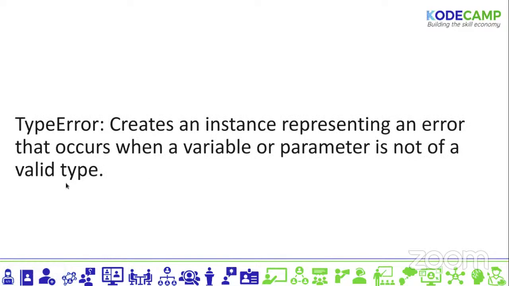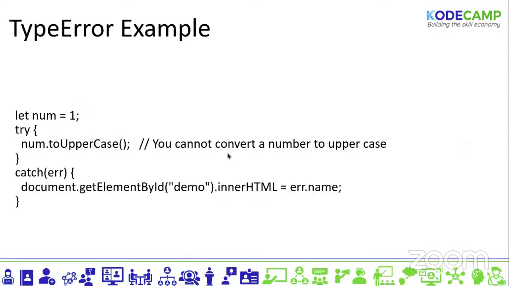So then let's look at type error. Type error creates an instance of an error that occurs when a variable or parameter is not a valid type, or is not of a valid type. We are trying to change. And this is an example of the type error.